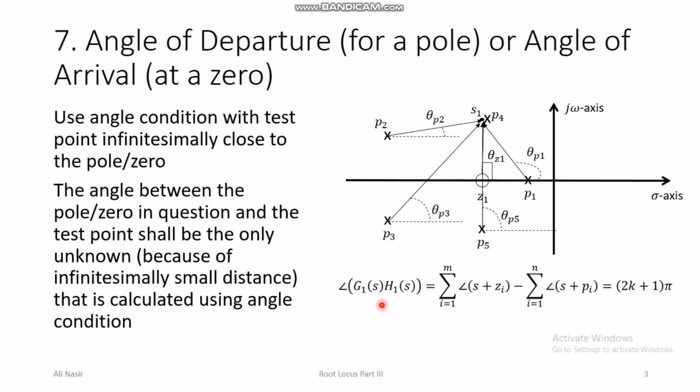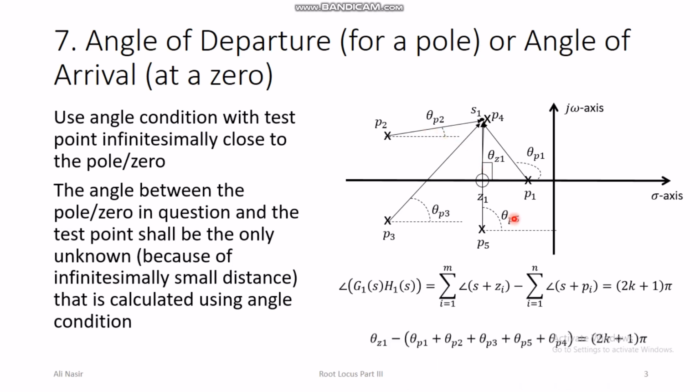So the angle condition says that the sum of angles of all the zeros minus the sum of angles of all the poles is (2k+1)π. For convenience, we can put k equals 0 here, and then we can calculate the angles. These angles we can actually calculate because we know this location and we know the S1 location, and this becomes a triangle. So we can find the angle of a triangle by tangent inverse. We know the perpendicular distance and the horizontal distance, so tangent inverse of perpendicular over base would be theta.